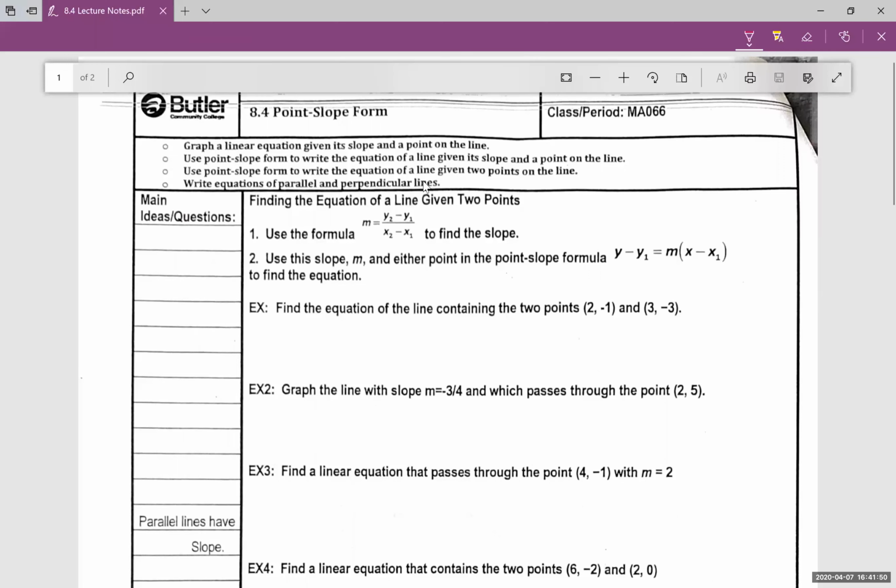So really important. When you're on 8.4, use this equation: y minus y1 equals m times x minus x1. It's going to make your life a lot easier. Lesson 8.3 was all about, do you remember what it was? Slope intercept form, y equals mx plus b. But when you're on 8.4, know that point slope form is going to be the easiest way to solve the equations. Okay, let's get into it.